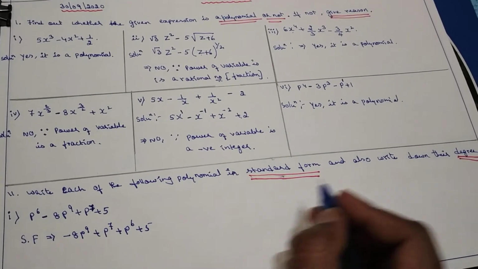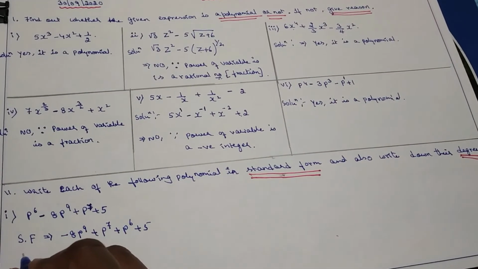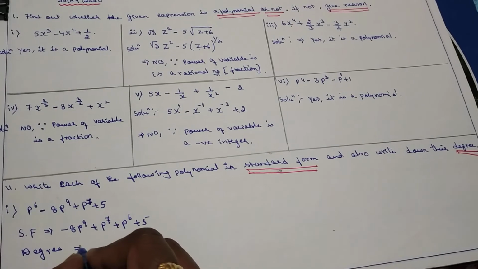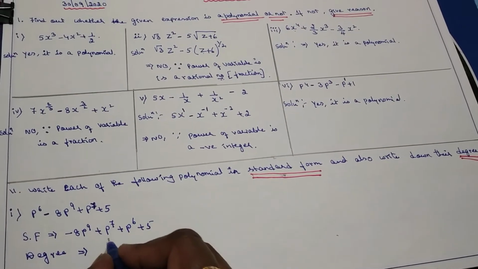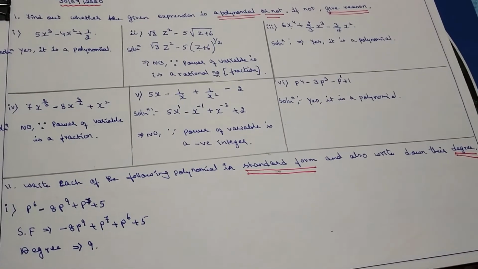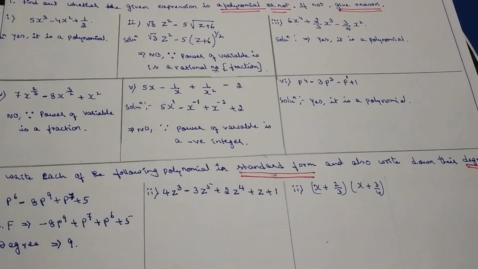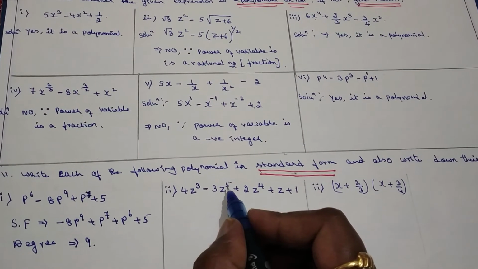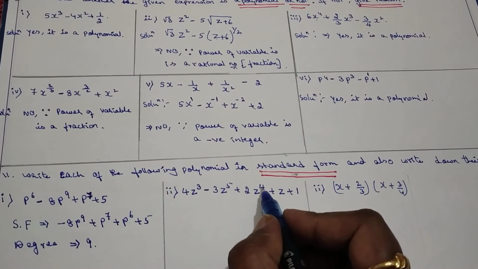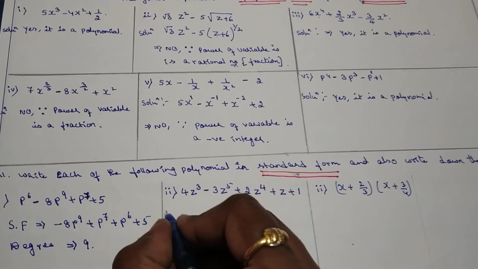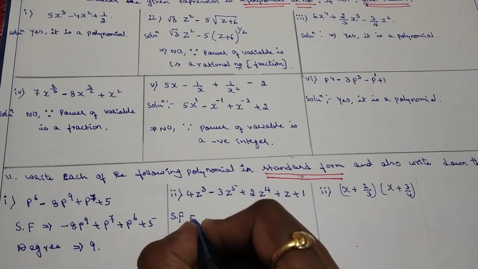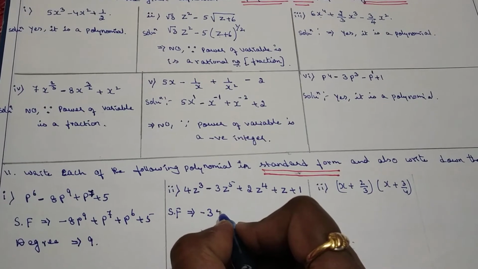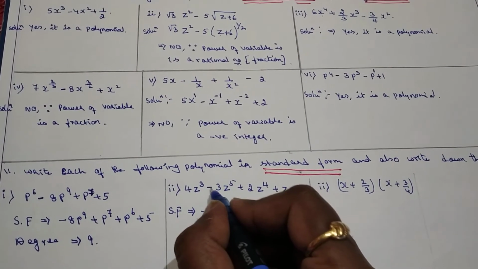But he is asking to write its degree also. So degree equal to, degree implies what is the degree? Highest power 9. Therefore 9. Is it not easy? Yes. So moving to second question, 4z cube minus 3z to the power of 5 plus 2z to the power of 4 plus z plus 1. So standard form, first power highest is 5, so minus 3 z to the power of 5. Don't neglect the minus sign, children.